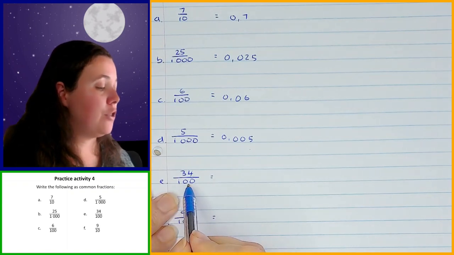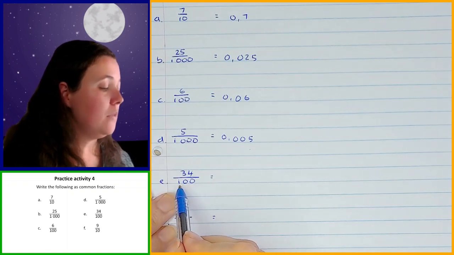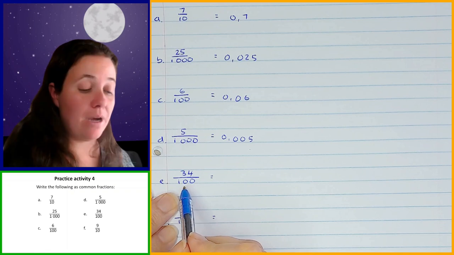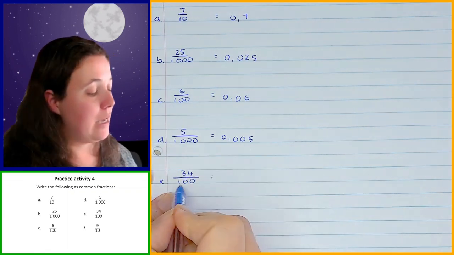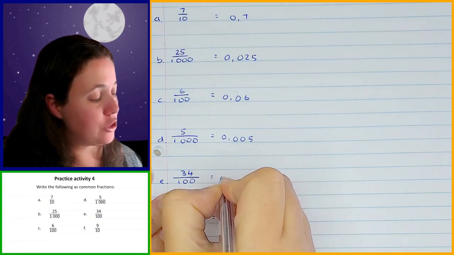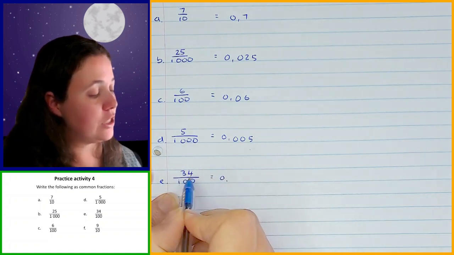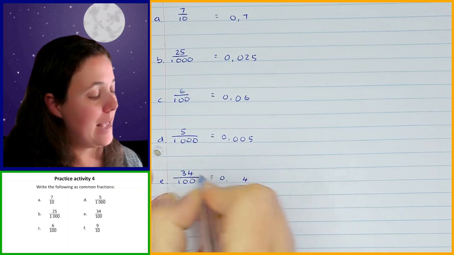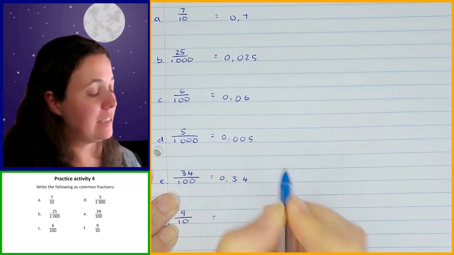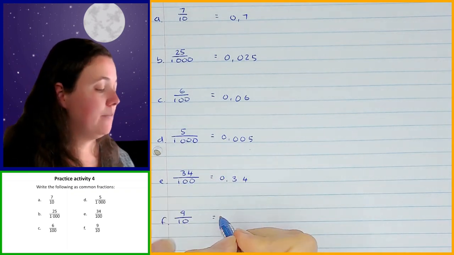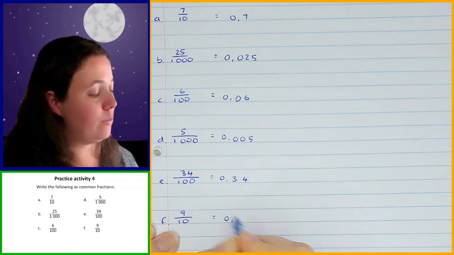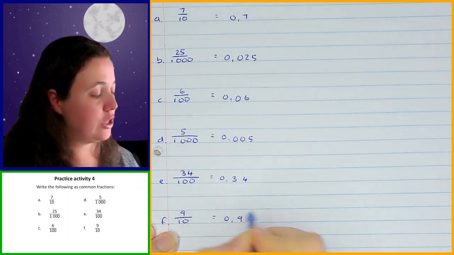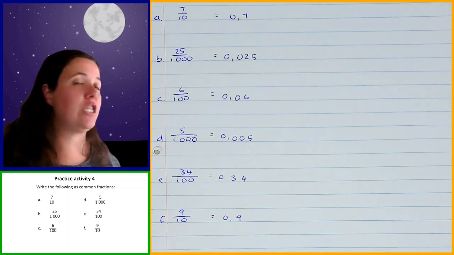Here I've got 34 over 100. If I write that as a decimal, I need to have up to my hundredths position. The 4 is going to go in the hundredths position, and the 3 is going to go in the tenths position. Okay? And then over here, my 9/10, I've got 0, comma, and then the 9 goes in the tenths position, like that. So that's what you should have got for each of those examples.